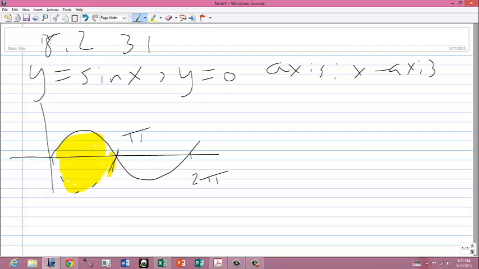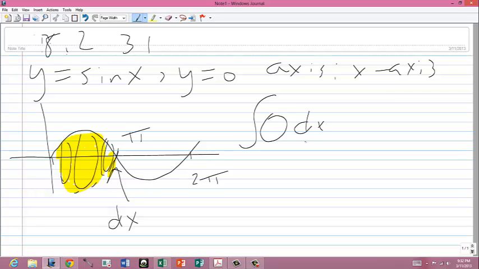bounds of the region. So I'm going to get a solid circular cross-section. My cross-sections are perpendicular to the x-axis, so I'm going to be using dx. So I need everything in terms of x. I'm integrating these little circular discs, cylinders, that have area pi r squared, and the thickness is dx. And I'm going from 0 to pi because I want the first arch.